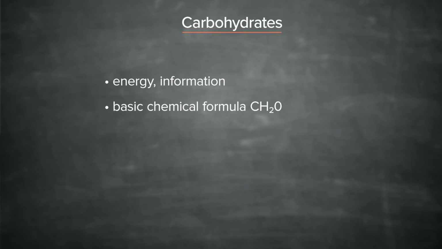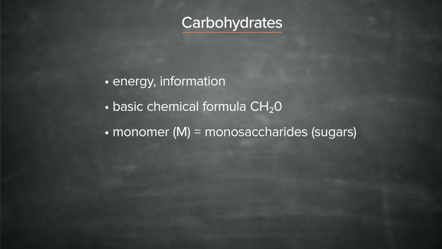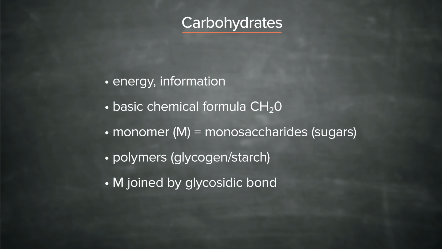For carbohydrates, we can usually identify the monomer. The monomer, the M, would be the monosaccharides. These are sugars. And these will form long chains that give rise to the polymers, which are often starch, glycogen, or in plants, cellulose. And these monomers are joined together by a special covalent bond that's called a glycosidic bond, C-O-C.